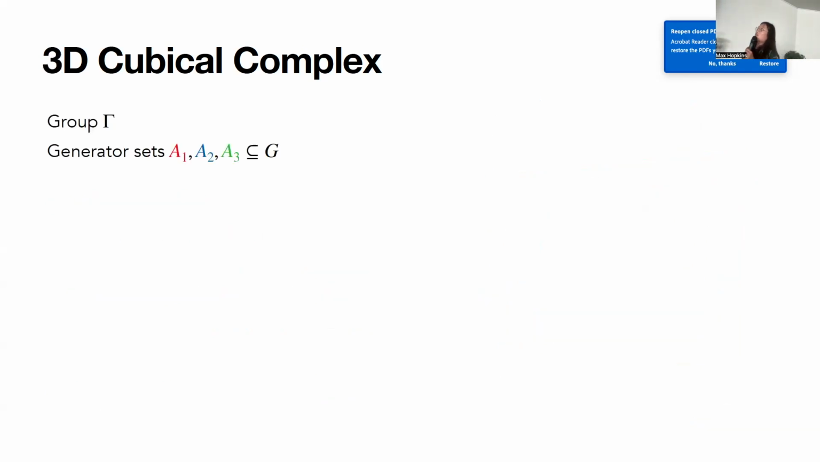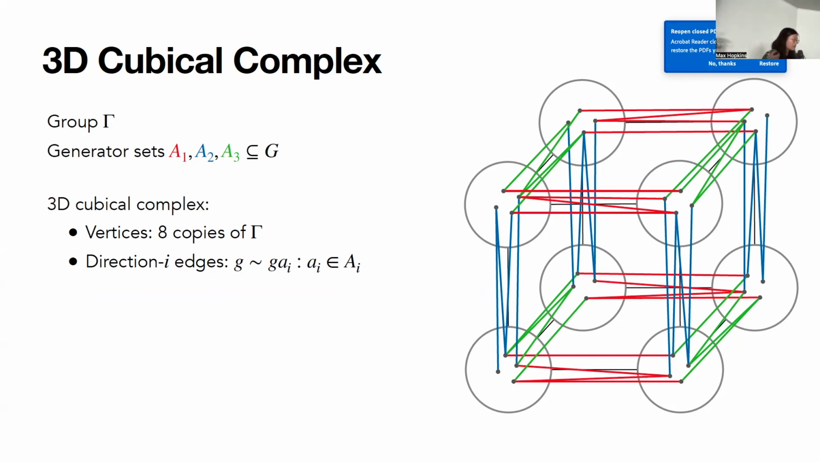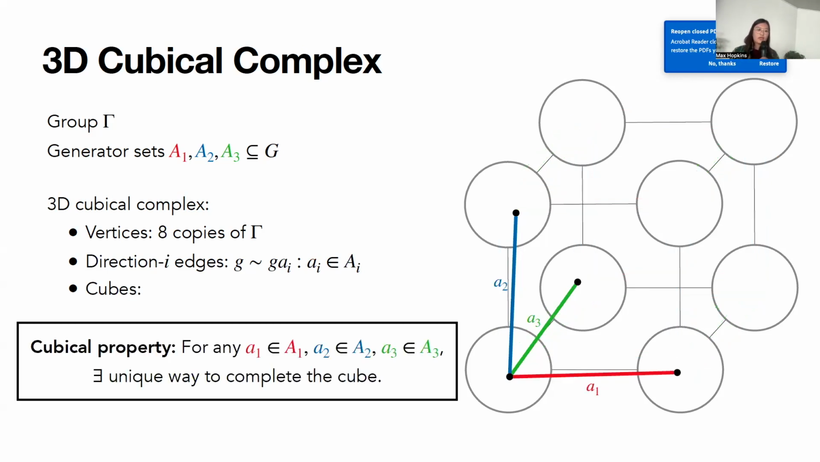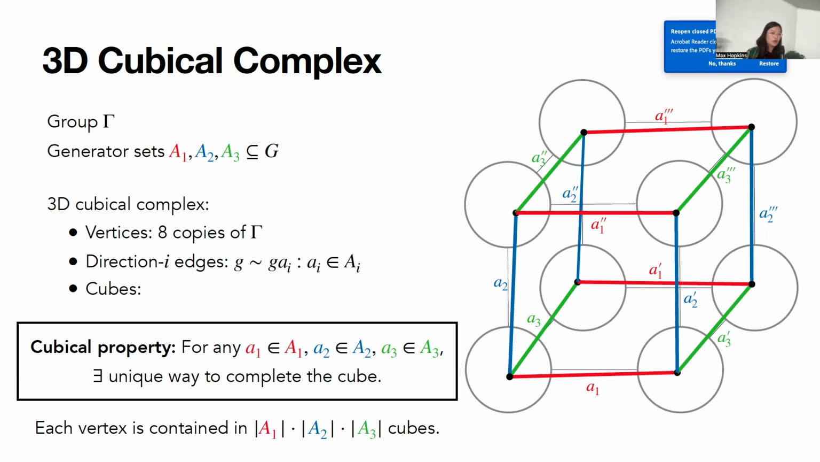Okay, 3D. So we're just going to bump 2 up to 3. We have a group gamma, generator sets A1, A2, and A3. The 3D cubical complex is going to consist of vertices, so 8 different copies of the group gamma. In each of the 3 directions, we're going to have the Cayley graph corresponding to that generator set. And the cubes are going to be all the cubes that arise in the graph, every time you get some set of 12 edges which are connected in this way. The cubical property we want is that for any generators A1, A2, and A3, there is a unique way to complete it into a cube. Similar to the 2D case, every vertex is contained in A1 times A2 times A3 number of cubes.